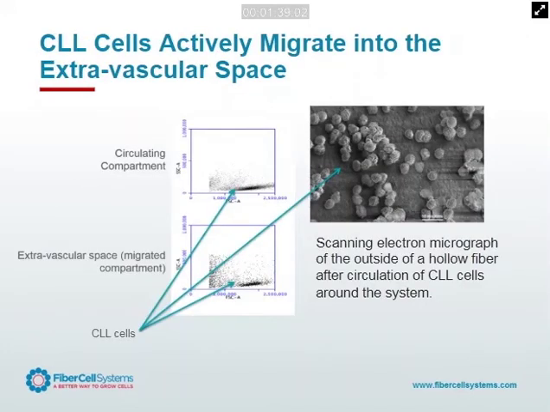Lo and behold, they wind up showing up on the outside of the fiber. So they specifically interact with the endothelial cells in the presence of shear and are able to, and I don't know how they do this, they're able to transmigrate through a 0.1 micron tortuous path, pore size, 200 micron wall thickness, and show up on the other side.